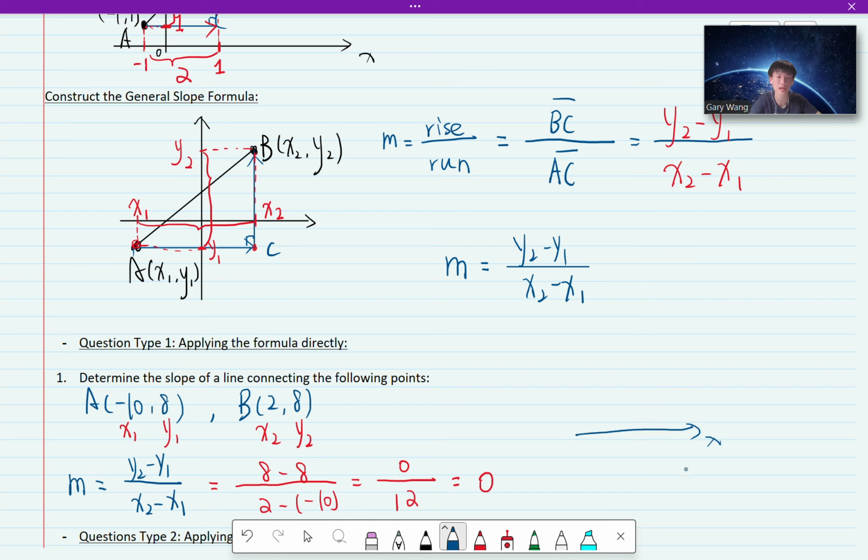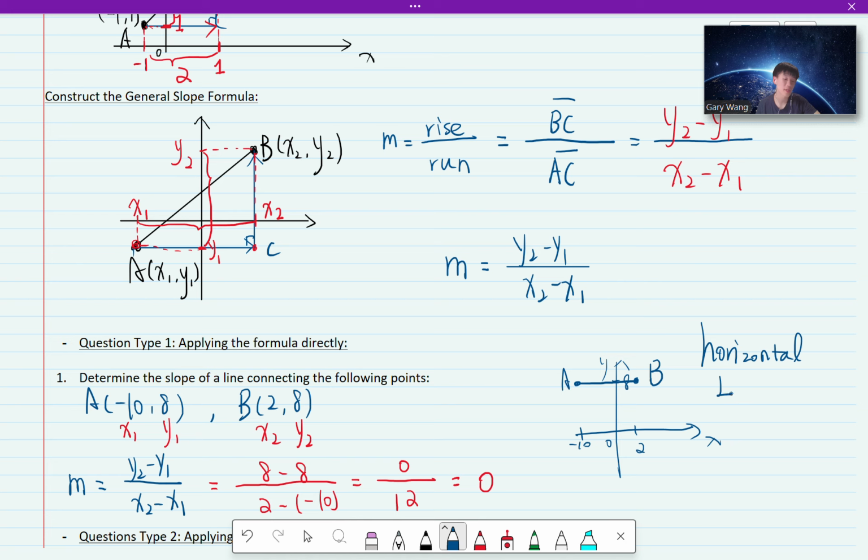So if this is the x-axis and this is the y-axis, where would this A fall? This A will have an x value of negative 10 and a y value of 8. So it would be somewhere here. What about B? B would have an x value of 2 and also a y value of 8. So it would be here. So we can see that the segment connecting AB is actually a horizontal line.